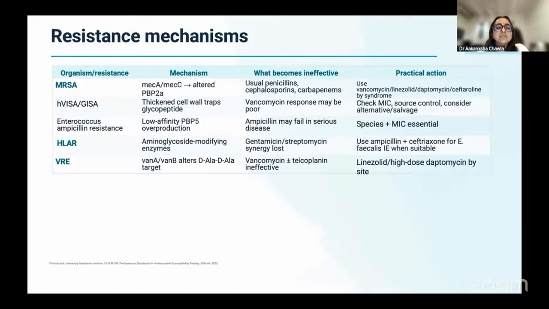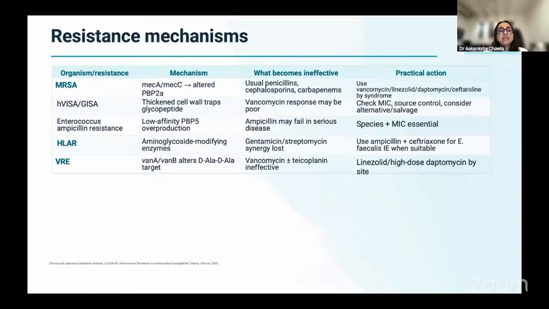So, what are the resistance mechanisms by which the gram-positive bacteria actually develop resistance? For methicillin-resistant Staph aureus, it is the mecA gene which alters the penicillin binding protein 2A. And what does this do? It makes your usual penicillins, cephalosporins, and carbapenems ineffective against that Staph aureus in your patient. So then your drug of choice becomes vancomycin, linezolid, daptomycin, or ceftaroline, depending upon your syndrome, what site of infection you're dealing with.